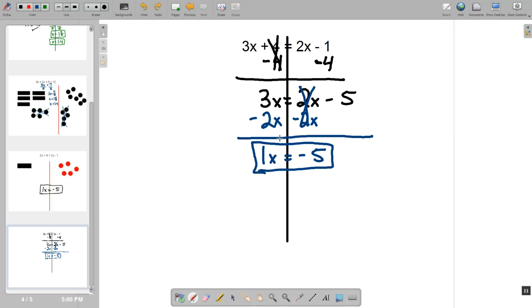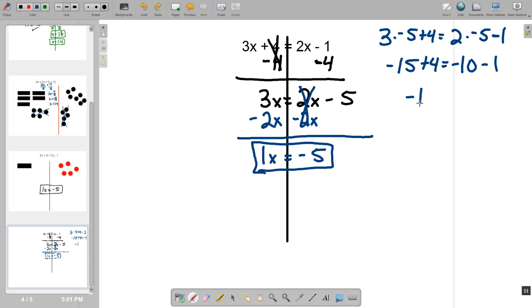And that is actually the correct answer, because if we check it, we're going to do 3 times -5 plus 4. And on the right side, we're going to do 2 times -5 minus 1. And we're hoping these are equal. 3 times -5, that's -15, plus 4 is equal to, this is -10 minus 1 more. So we end up getting -11 equals -11, which is true. So we actually have the right answer.